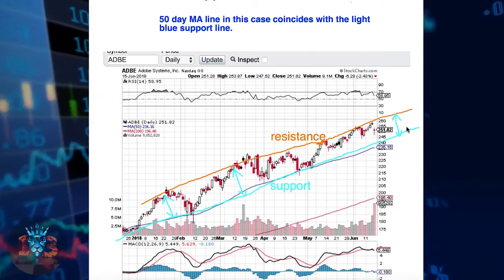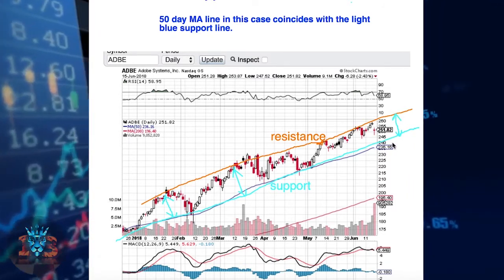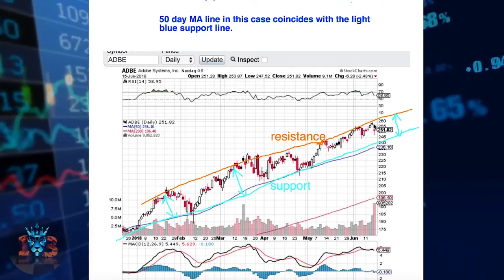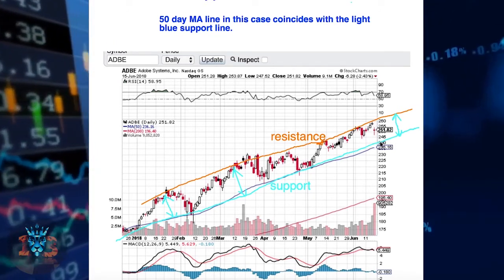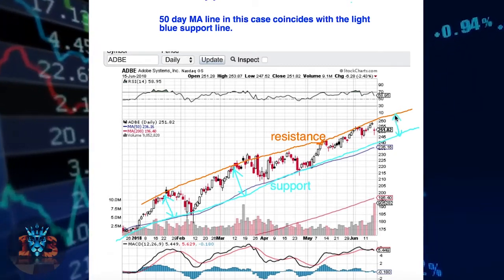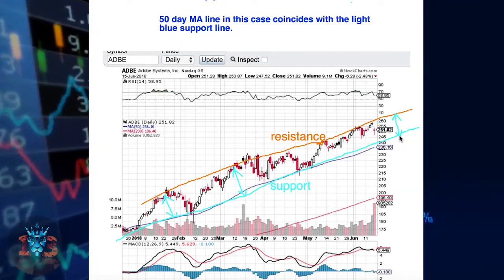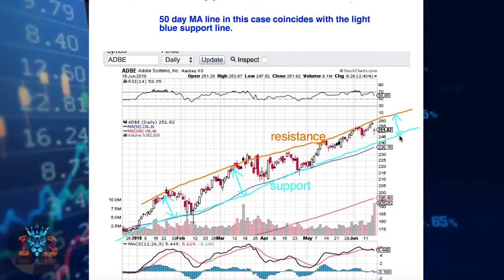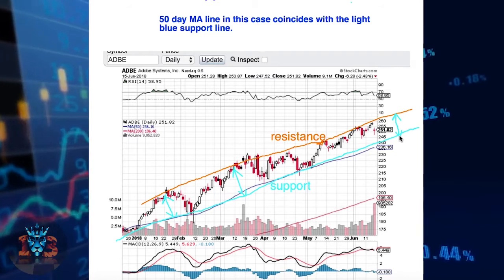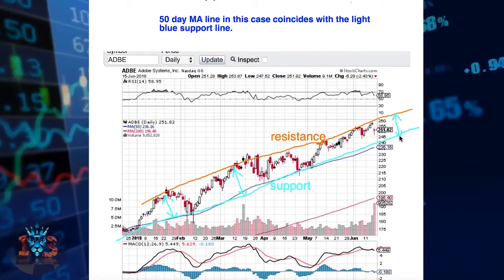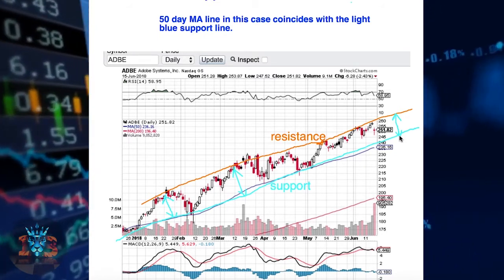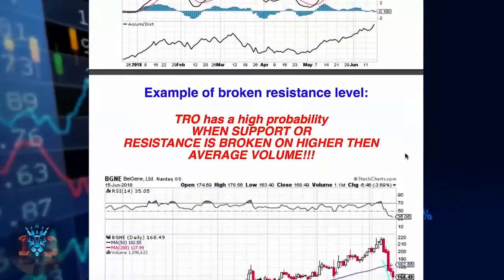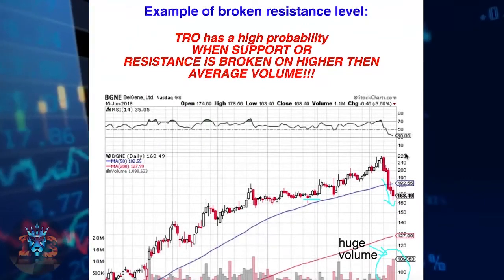An interesting point to notice, an indication of a divergence, could be if these lines start to narrow. Okay, if this distance between the resistance and the support starts to narrow, this could be an indication that a huge move to the downside or upside is coming. So take notice of that. All right, example of a broken resistance level, okay?